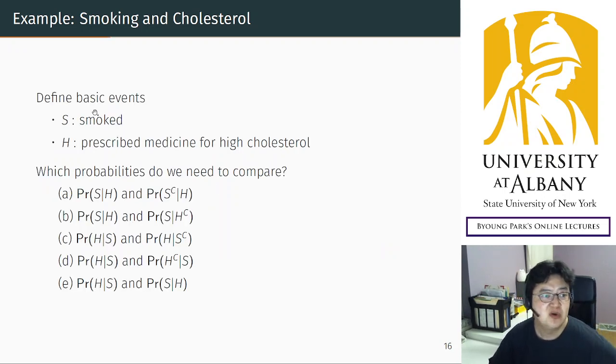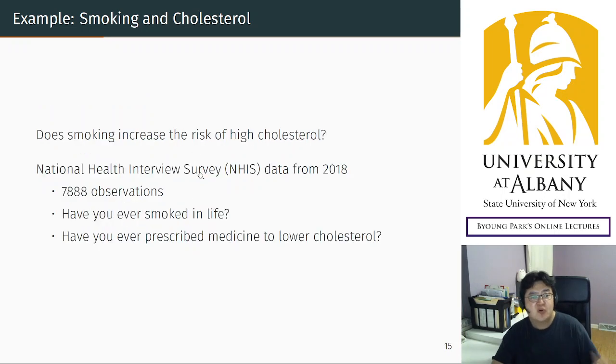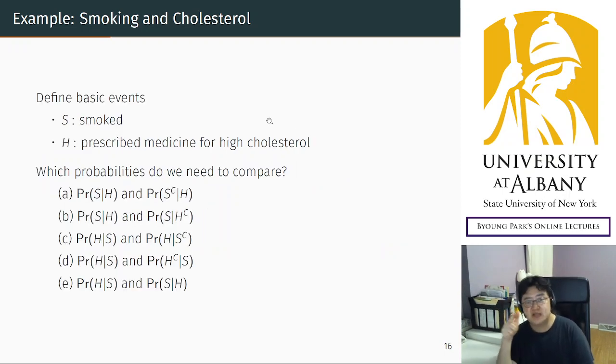We are going to define S for smoked and H for prescribed medicine for high cholesterol. So S is yes for the second question, H is yes for the first question. And remember, we would like to answer this question: does smoking increase the risk of high cholesterol or not? To answer that question, what kind of probabilities do you need to compare?